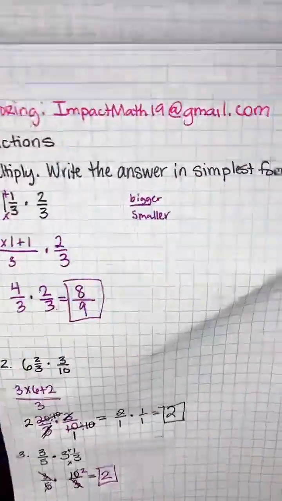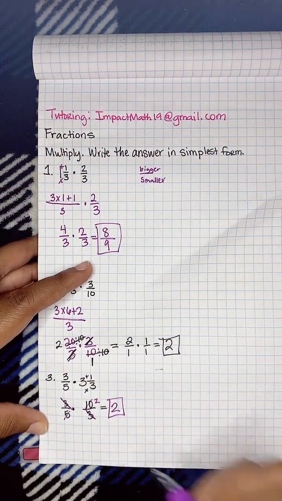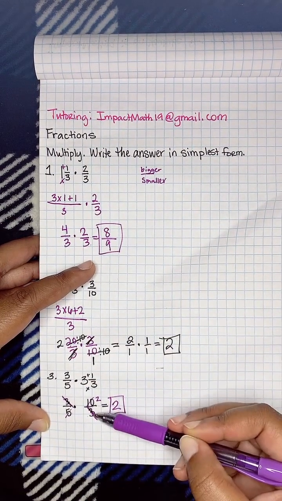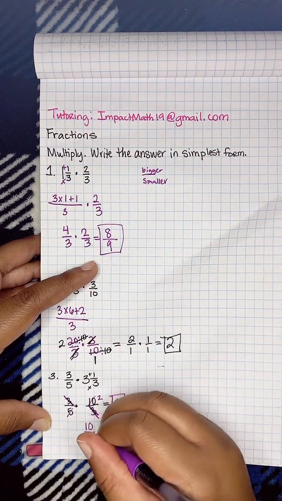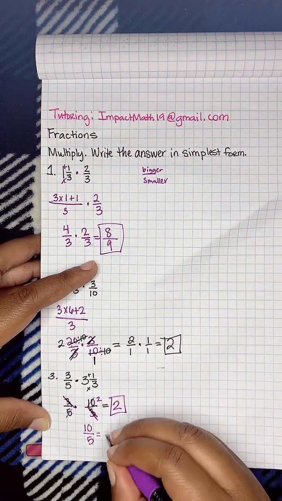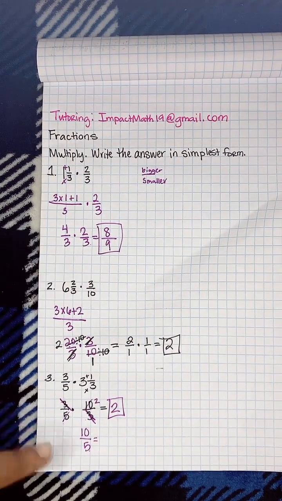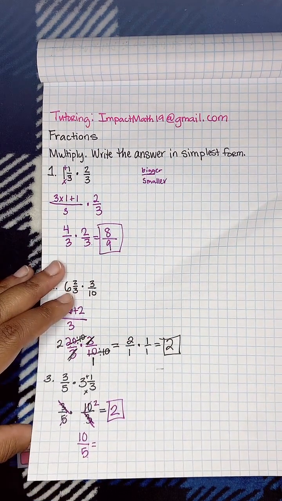Somebody said why 2. Okay, so let me break this down further. Did you see how we canceled out the 3? Because 3 divided by 3 cancels. But we get 2 because we have a 10 over 5. That's what's left. And 10 divided by 5 is 2. That's why. Okay, so I hope that helps.